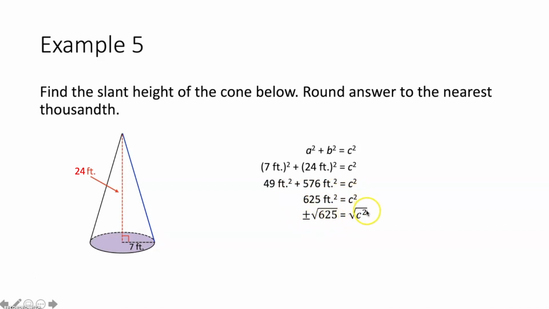Over here, the square root and the square cancel each other out. And on this side, the square root of 625 is going to be 25. And because we're dealing with measurements of a cone, we can't have a negative slant height. So we're going to keep it positive. We're going to keep the principal root. And we're going to say C, our slant height, is going to be equal to 25 feet.